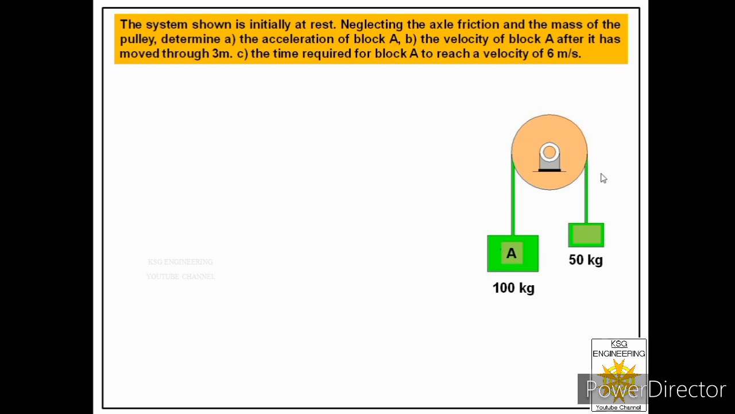So we are given this situation. We are given two blocks. One block is of 100 kilogram and it is labeled as A. The second block is of 50 kilogram. These two are connected through a pulley and a cable. It is mentioned that axial friction and mass of the pulley are negligible. And in the A part, we have to find the acceleration of block A.